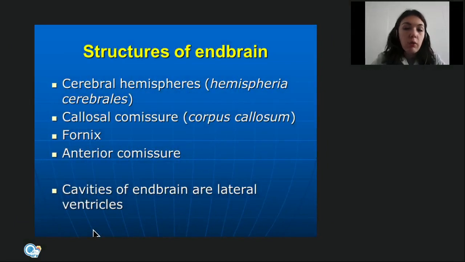End brain includes the following parts. First of all, these are cerebral hemispheres, hemispheria cerebralis, then callosal commissure, corpus callosum, fornix, and anterior commissure. So cerebral hemispheres are the main, the largest part of the end brain, and callosal commissure, anterior commissure, and fornix contain white matter fibers which connect hemispheres with each other. We'll later say today at the lecture that they are formed by commissural fibers.